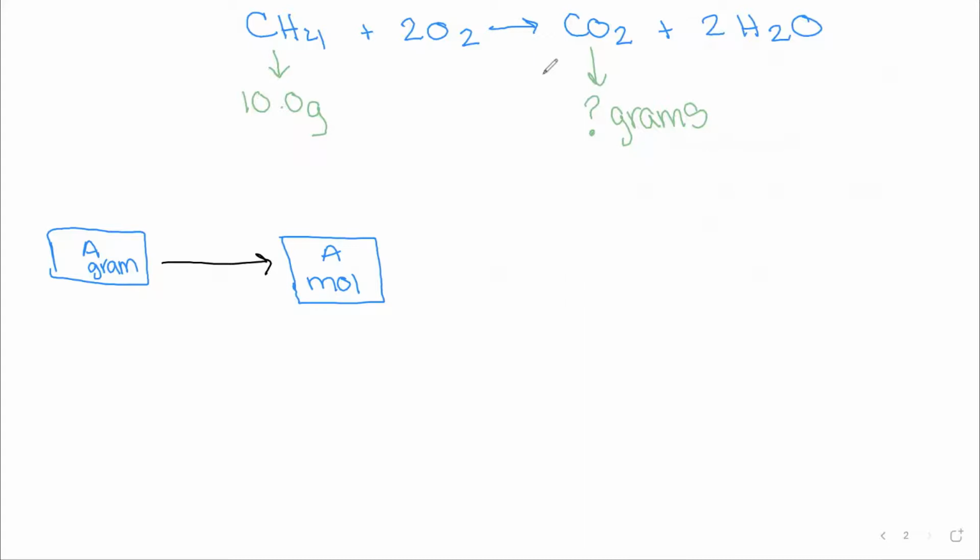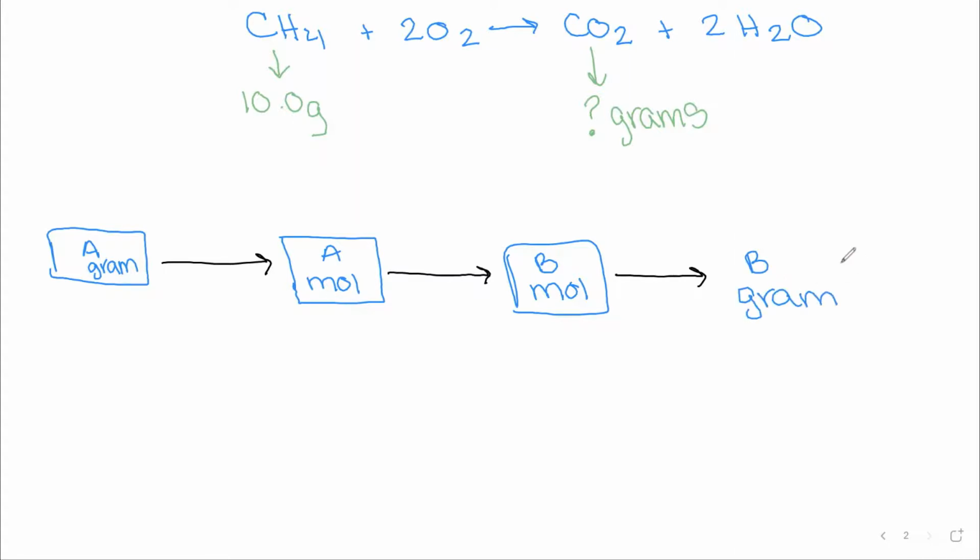Once I get to my moles, I will be able to convert it to my other substance in moles. So I'll be able to convert this into moles of B. But if I want to convert B into grams, I need to make sure that I then convert that into grams, because that's what the answer is asking for. So this is my roadmap. I want to go from grams of A to moles of A to moles of B to grams of B.